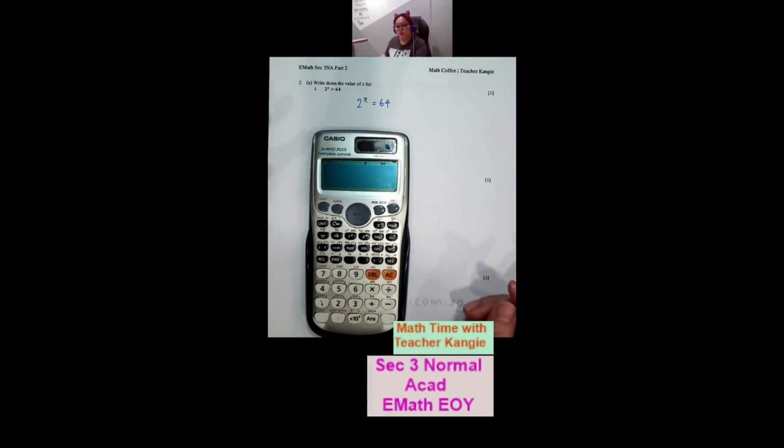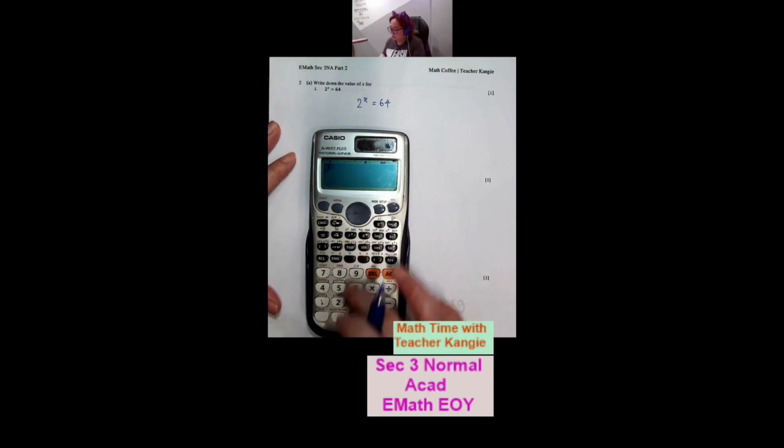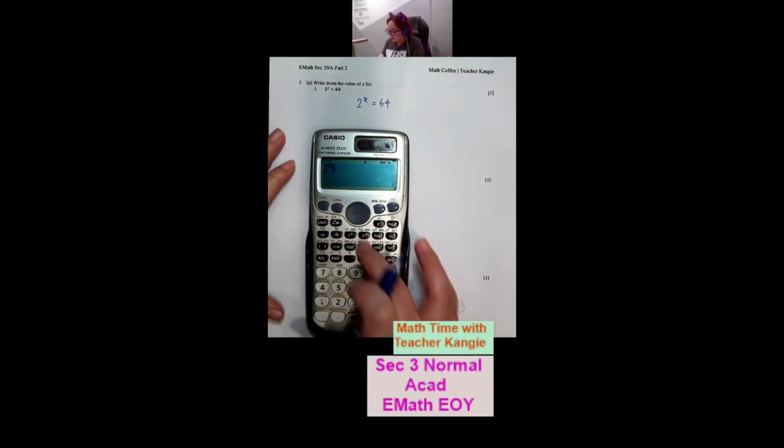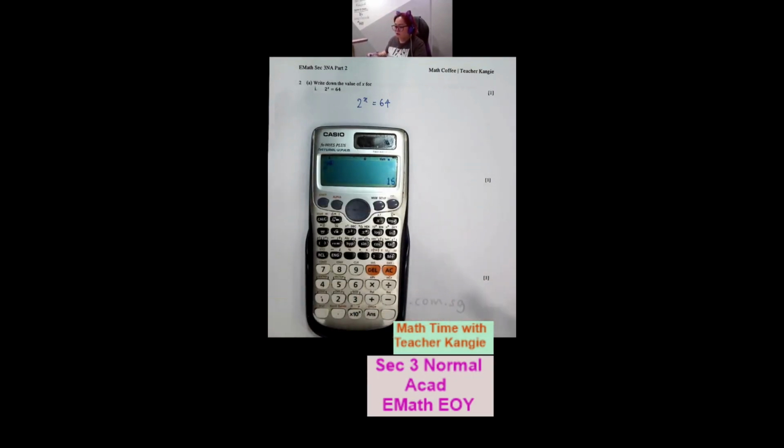The bad news is, of course, you got to try and error lah. But of course, they will not purposely test you on 2 to the power of 99, right? So you try 2 to the power of 3. Oh, 8, not 64. And then you try some more. 4. Oh, 16, not 64.